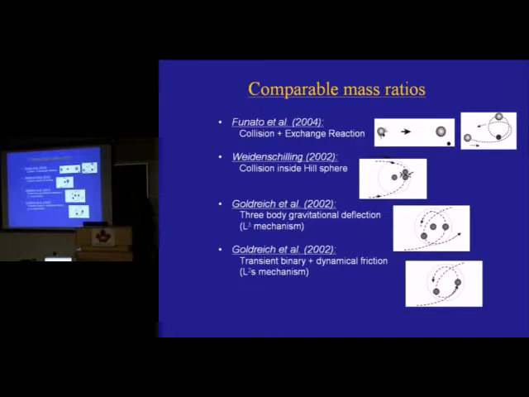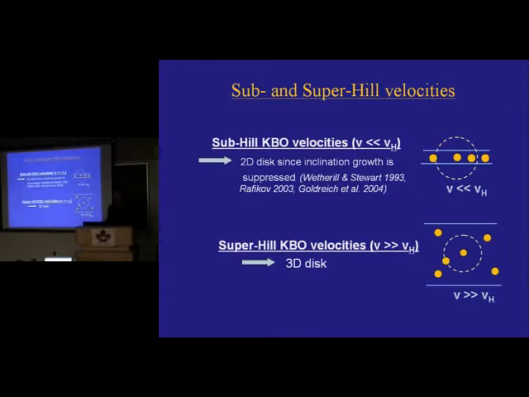And then you can also form binaries by having a transient binary with two capable objects, but then you have dynamical friction that's generated by a background population of the small particles from which the bodies still grow, which dissipates the energy to form a bound system. So I will focus on these last two in the remainder of my talk.